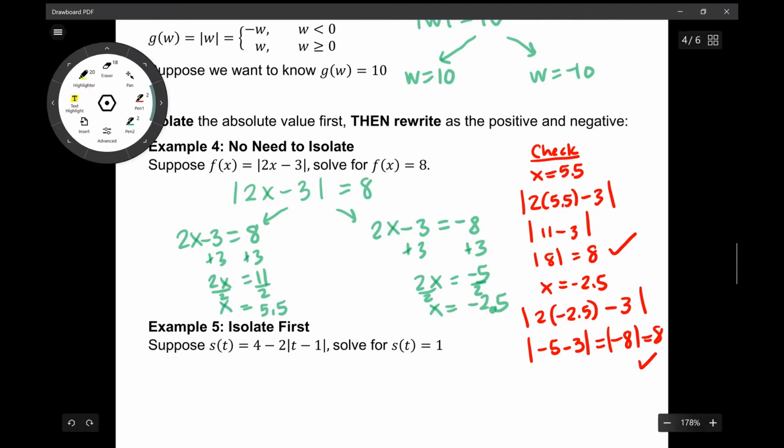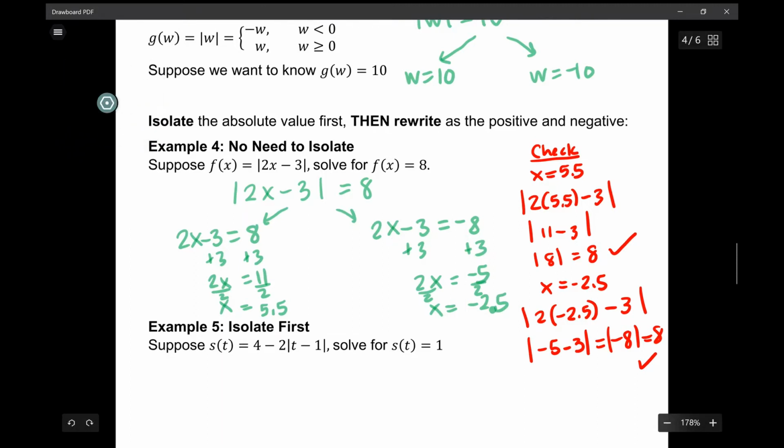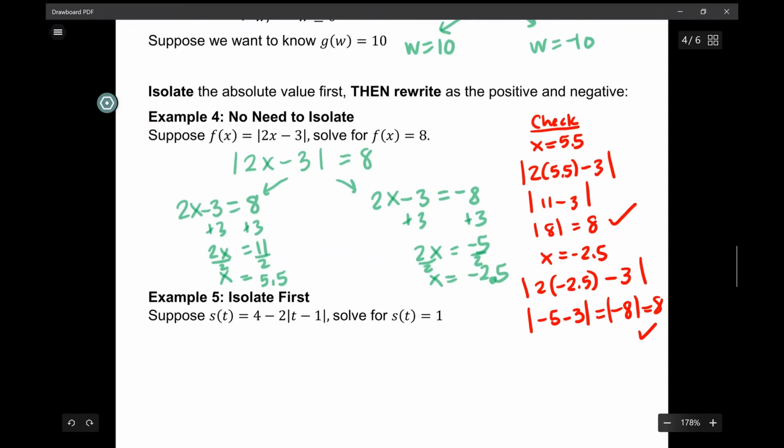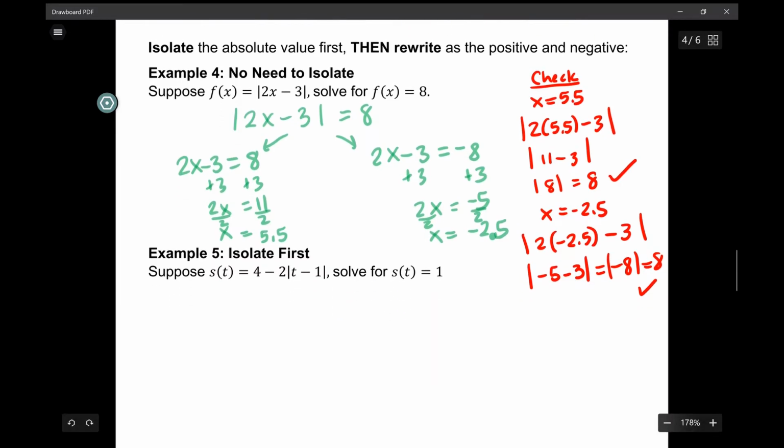All right, let's try a little bit harder absolute value problem, the second one down here. And this one has stuff going on that's not inside the absolute value. So the rule there is that you need to first get one side completely equal to absolute value, and then you can break it into cases. All right, so we want to solve s of t equal to 4 minus 2 times the absolute value of t minus 1, and we want to solve for s of t equal to 1. So we want to solve 4 minus 2 absolute value of t minus 1 equals 1.